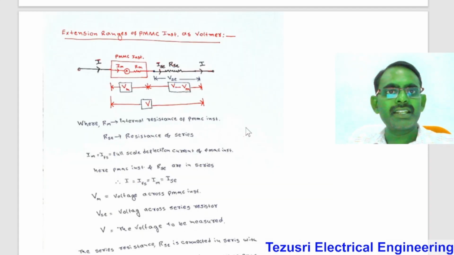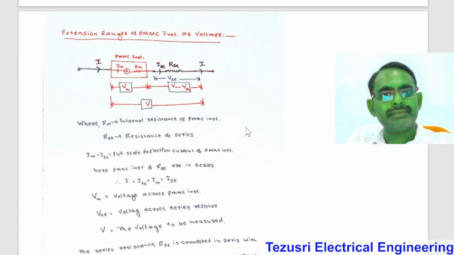Next, the extension ranges of PMMC instrument as voltmeter. Here, the extension range of the voltmeter is obtained by connecting a high resistance in series with the basic instrument as shown here. This is the basic instrument which is connected in series with the high resistance as shown here.